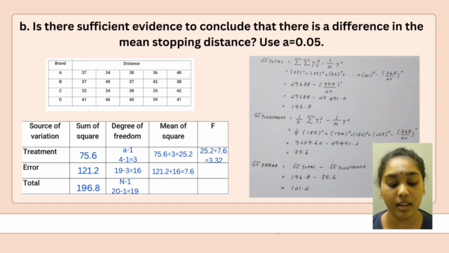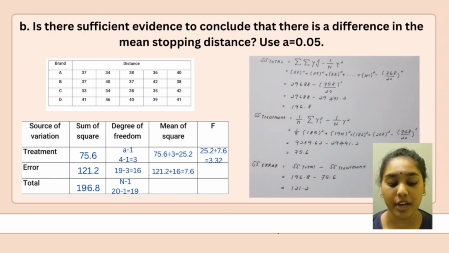Now to get the degrees of freedom, it is easy because I have already given the formula in the table. A minus 1, where A is 4 because we have 4 brands, so 4 minus 1 is 3. For the total, the total number of values is 20, minus 1, which is 19. For the error, it is quite easy because 19 minus 3 equals 16.